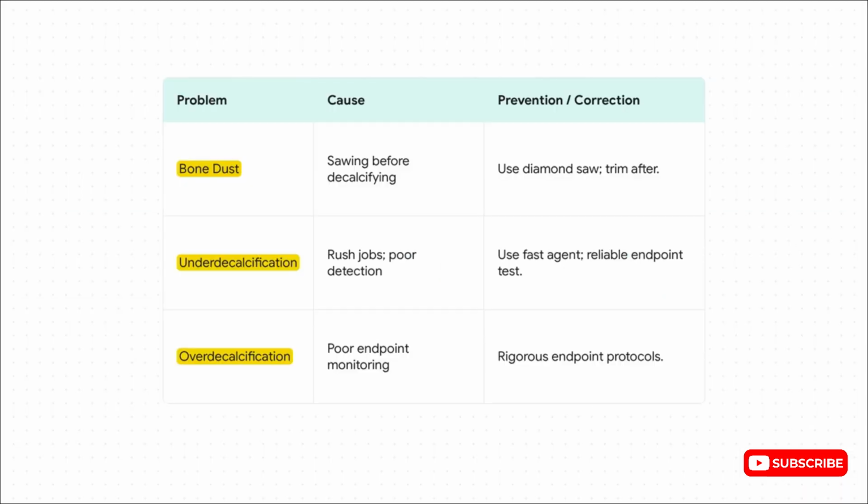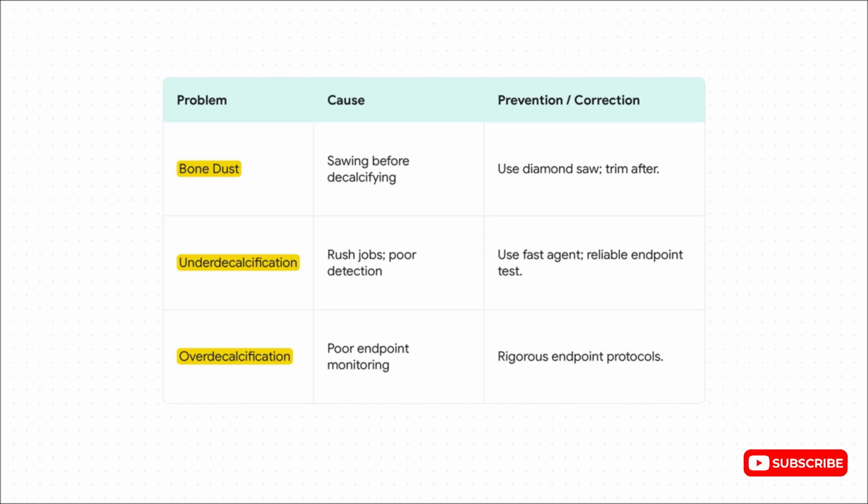Let's quickly run through the 3 most common headaches you might run into. First, bone dust. If you use a regular saw, dust can get pushed into the tissue and create artifacts. The best way to prevent this is to use a diamond saw or to just carefully trim the surfaces of the bone after you're done decalcifying.